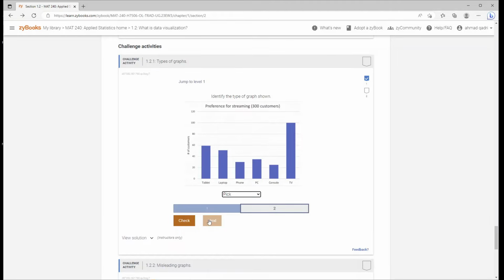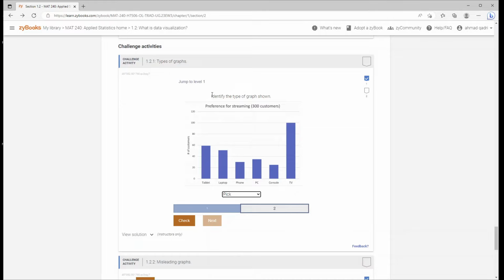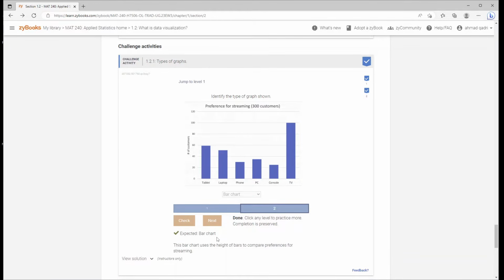Now let's go to the next question. Now the next question here is, identify the type of graph shown here. So let's see the options. The options are bar chart, pie chart, or stacked bar chart. So clearly this is not a pie chart. We see bars here. So it's one of these two. A stacked bar chart is a chart where the bars are stacked on top of each other. So we do not have that situation. We have one bar each on the x-axis values here. So the correct response here is bar chart. And so we will check it, and that is the correct response.